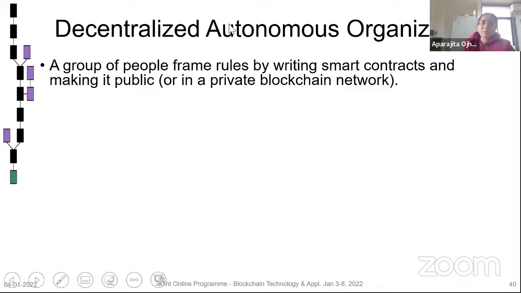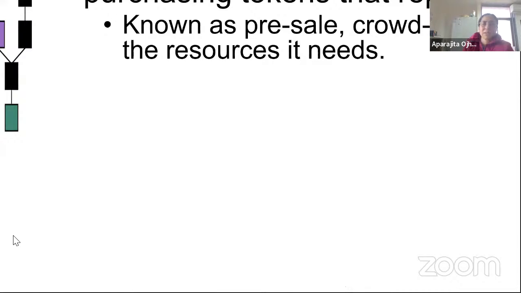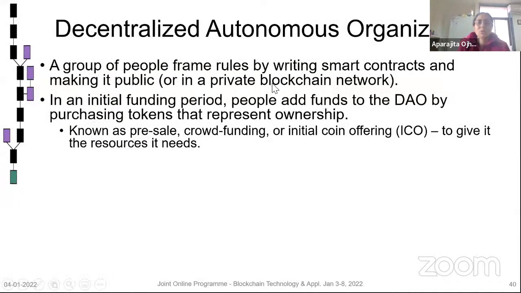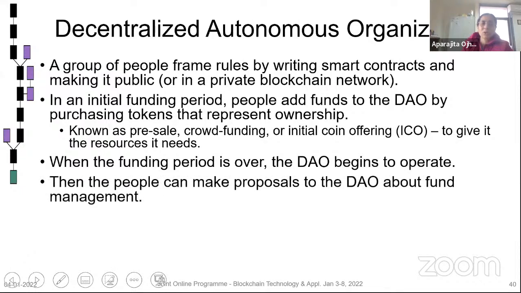So a group of people frame the rules by writing a smart contract, making it public, or in a private blockchain network. I'll discuss with you what a private blockchain network is. So in an initial funding period, people add funds to the DAO, if it is a funding requirement, right? So they add funds to the DAO. It can be a pre-sale like Ethereum, right? Ethereum was a community-based development, a lot of funding was required. So after the pre-sale, when the funding period is over, the DAO begins to operate.